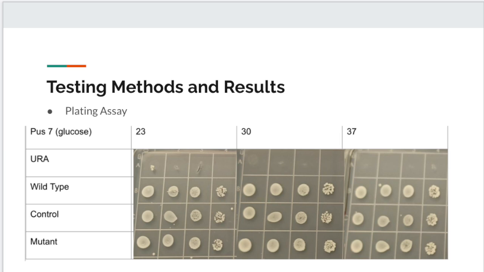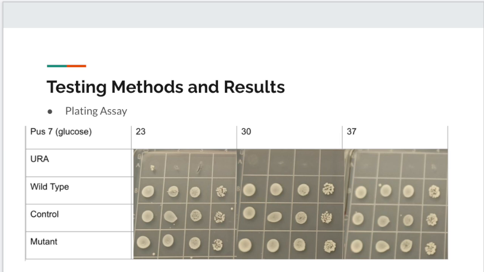And I did the testing in different dilutions, and so that's why there are 4 columns in each or 4 photos in each row. And so the first one is 1 dilution, the second one is 10, and then 100, and then 1,000 dilutions.